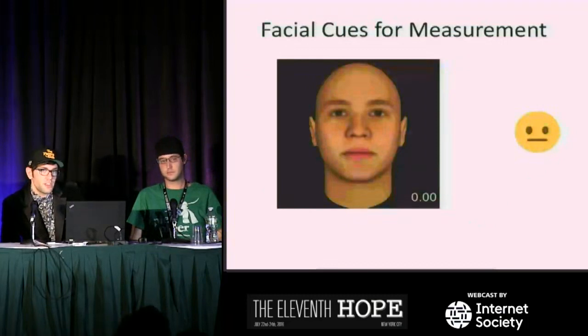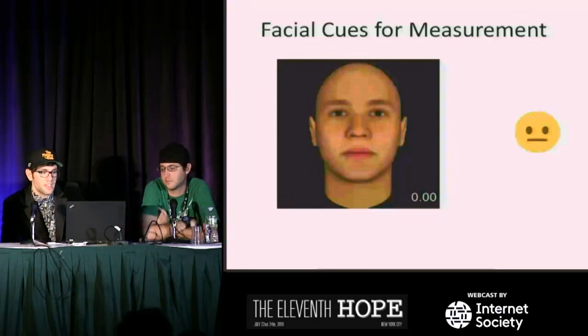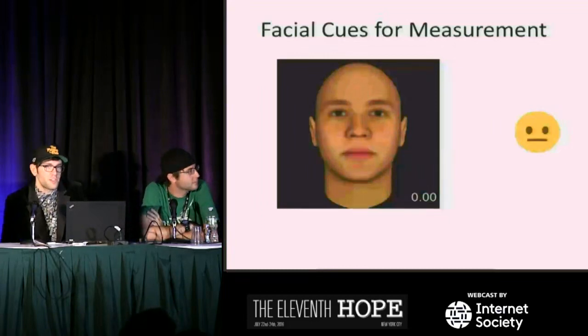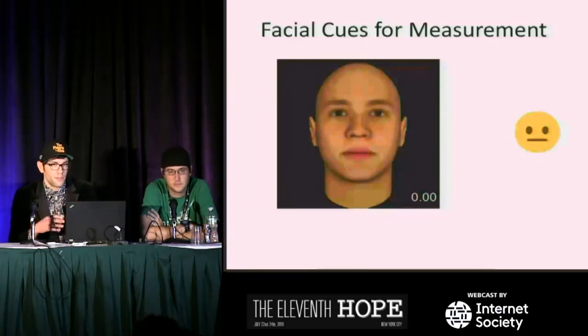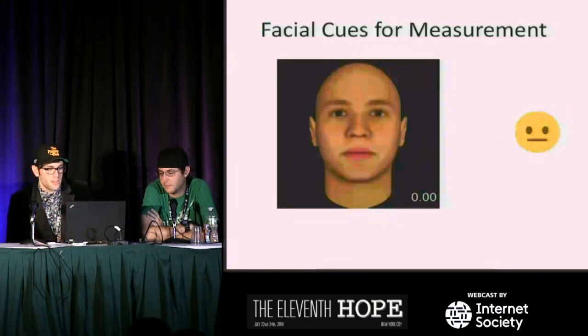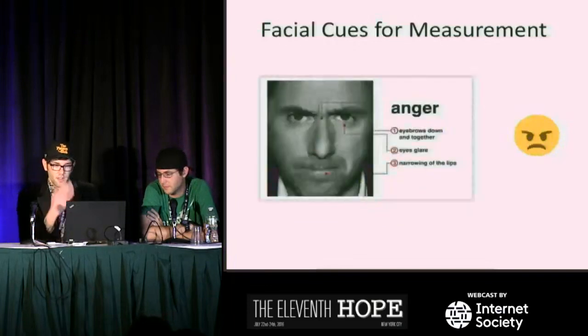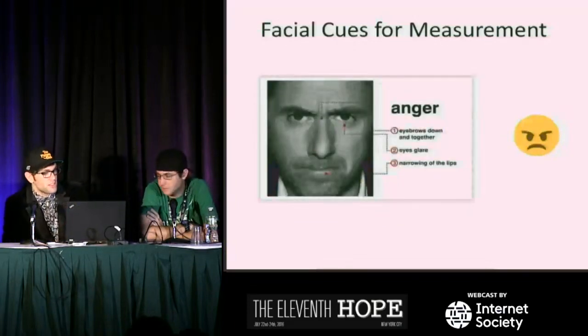These are facial cues for measurement, just so you have a reference point of what the algorithm is looking at. This is a neutral expression: no real relaxed facial muscles, eyes are open, no furrowed brow, no furrowed nose, lips are straight. Anger, you can see the points. These are the types of things the algorithm is looking for: eyebrows down and together, narrowing of the lips, things like that.